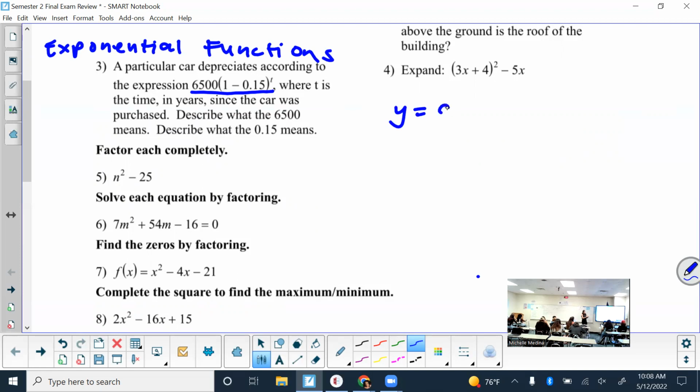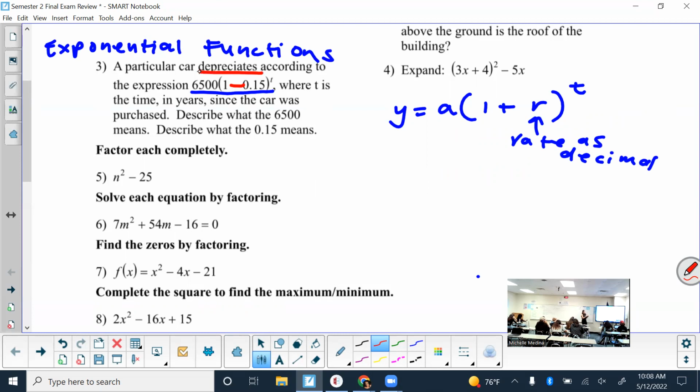It was y equals a, which was your initial amount, and then depending on whether it was growth or decay, it might have been 1 plus r, the growth rate as a decimal, to the power of t for time. So that is rate as a decimal, and this is for growth. Over here you can see this is decay, because instead of a plus, they have a minus. It also says depreciates, so it tells you that it's decreasing, not growing.